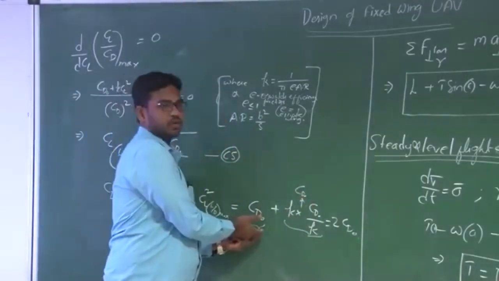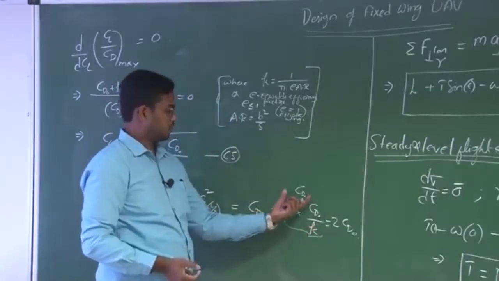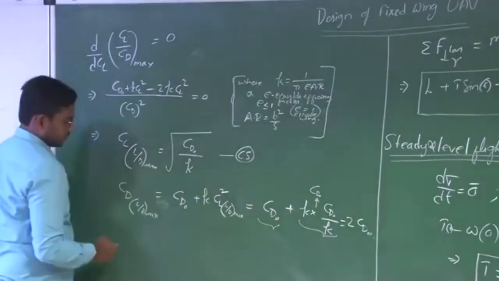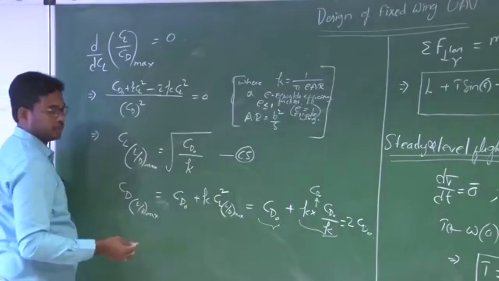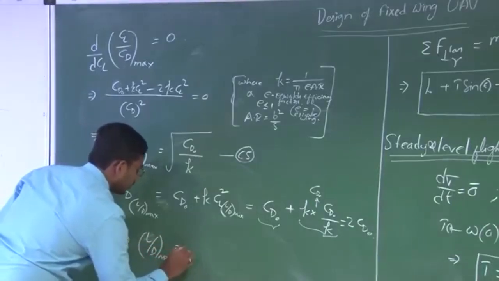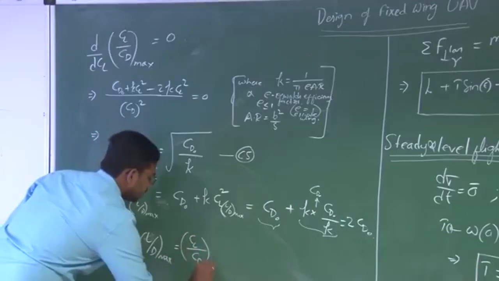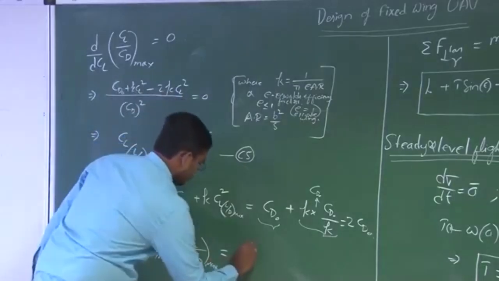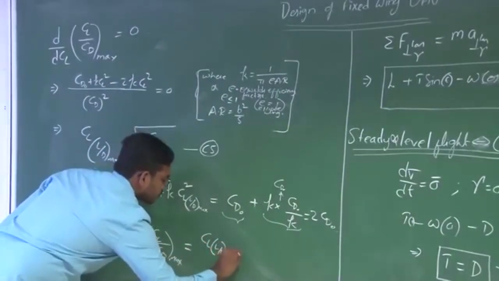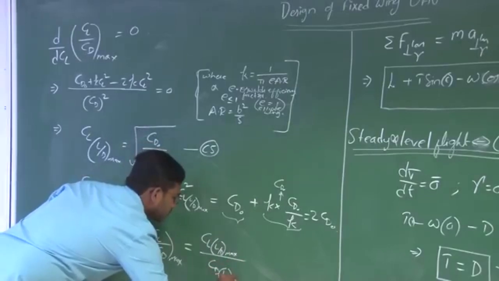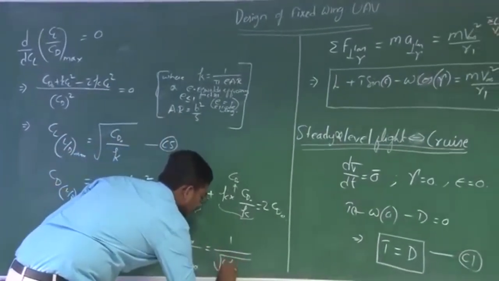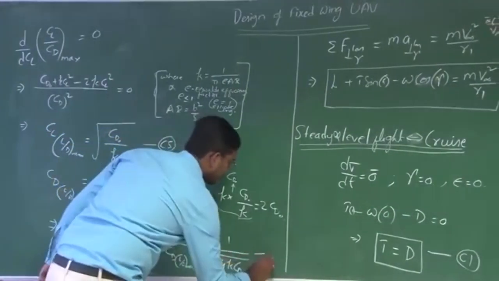So here the profile drag coefficient is equal to the induced drag coefficient. In that case you can attain L by D maximum, where the drag coefficient is twice the profile drag coefficient. The corresponding L by D max condition, or CL by CD max condition, is attained by substituting the CL for L by D max and CD for L by D max, which is equal to 1 by root over 4K CD0. So L by D max is 1 by root over 4K CD0.